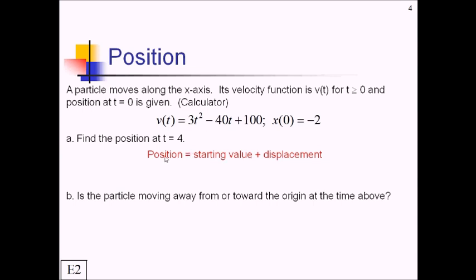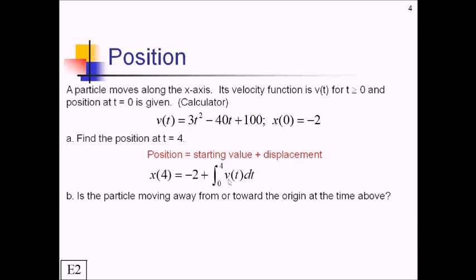All right, so this is really just FTC in disguise here. If we want to figure out x of 4, that's going to be our initial x value, x of 0, negative 2, plus the integral from here to here in terms of x value. So the integral from 0 to 4 of x prime, which is the same as v of t, dt.